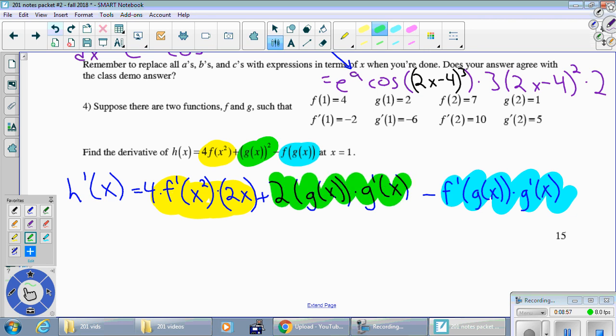Okay, so that's it for the derivative at x, but we wanted to evaluate this derivative at 1. So h prime of 1 just says change all of these x's to 1s.